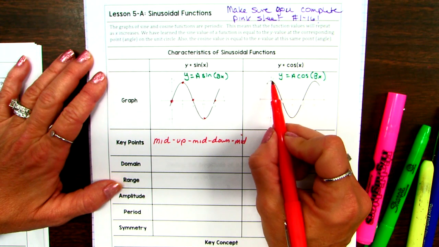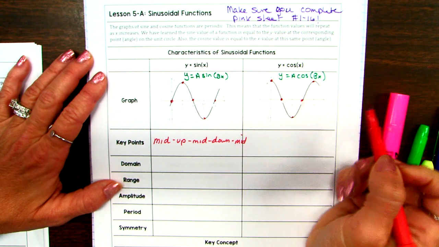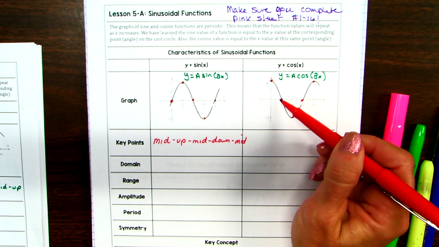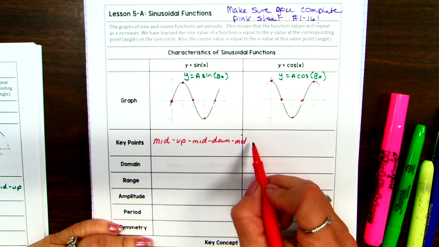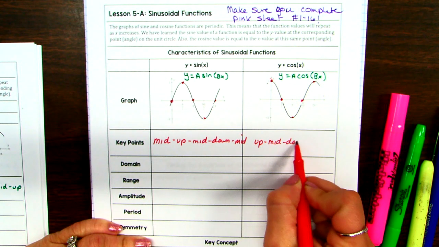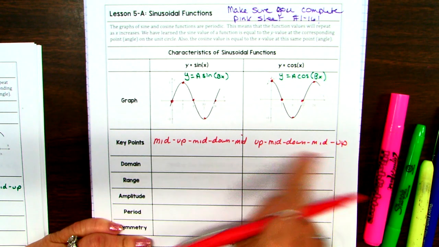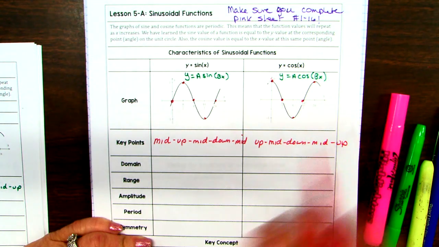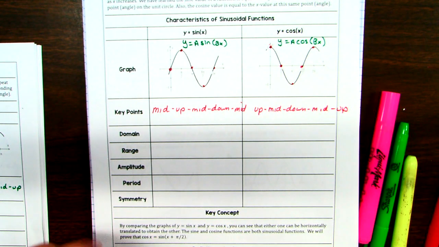So cosine is a different pattern. Up, middle, down, middle, up, middle, down, middle, up. So it's a max, an intercept, a min, an intercept, and a max. So that is up, mid, down, mid, up. You need to know those. You need to be able to look at a graph and say, it's this or it's this, sine or cosine. Okay? The domain of both of them is the same.